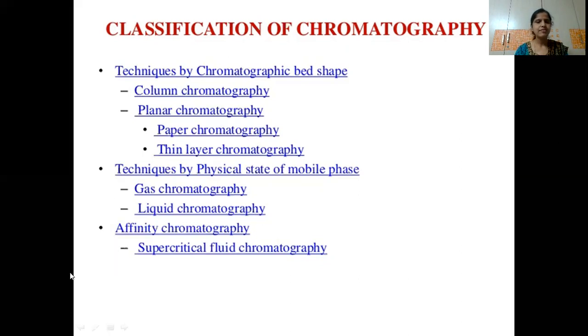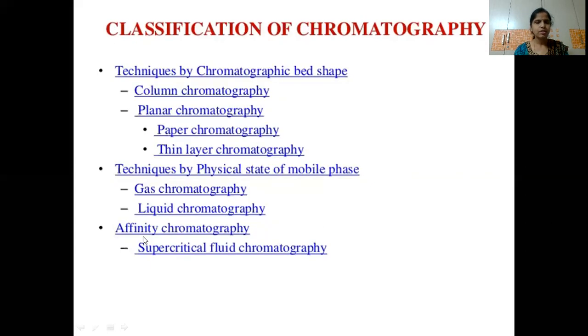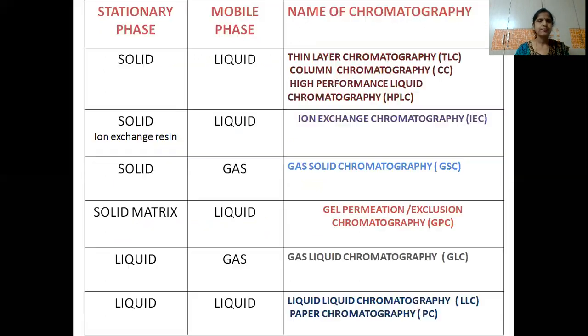The other one is affinity chromatography. Affinity here is based on the affinity between the sample and the stationary phase. Under this, we have an example of supercritical fluid chromatography. We'll study all these techniques in detail in our later classes.